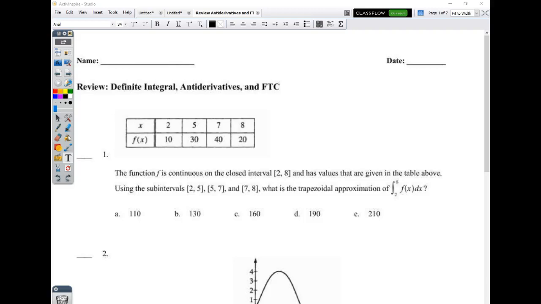This is a review for your upcoming test on definite integrals, antiderivatives, and the fundamental theorem of calculus. The goal of this is to show you how to work through each one of these problems and see how to approach each one of these.